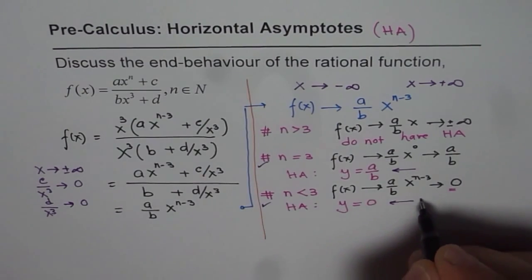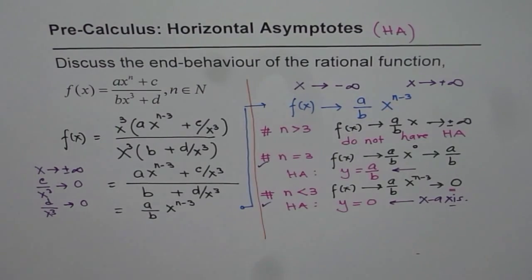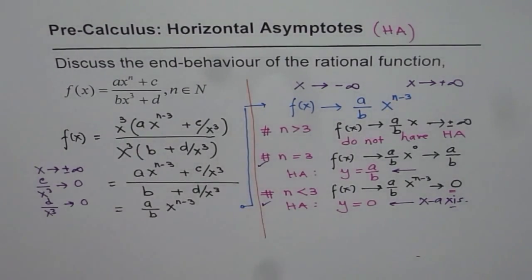So this is the x-axis. The x-axis will be the horizontal asymptote if n is less than 3, that means 1 or 2 in this particular case. I hope that brings things together and you understand how to find the end behavior for a rational function, and end behavior at times gives you the horizontal asymptote.